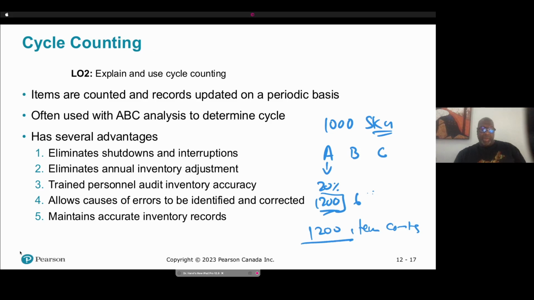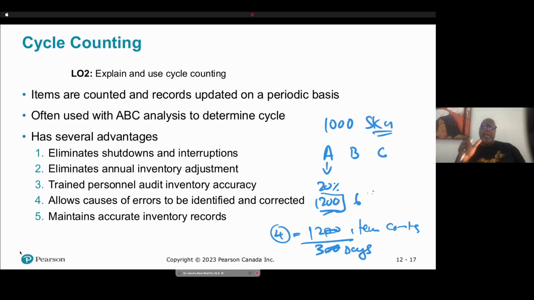And then if you say we have 300 working days per year, then 1,200 divided by 300 is 4. So on a daily basis, you will count 4 items. You'll count 4 items, and then the next set of 4 items, and so on, and when you get to 200, you repeat the cycle. That's why it's called cycle counting. You will get to count each item 6 times per year.